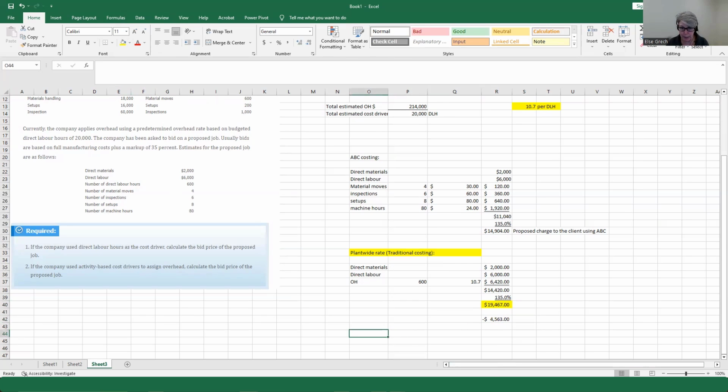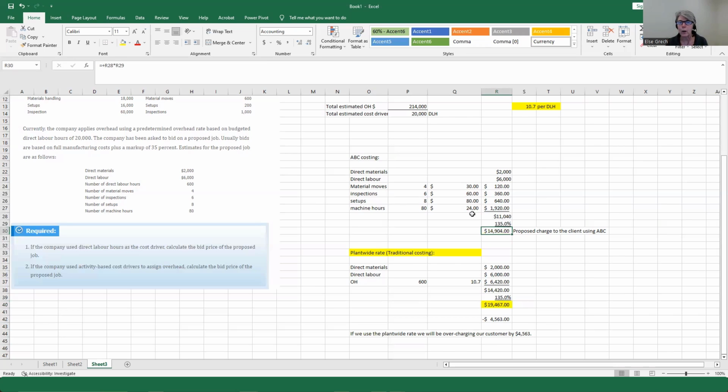So we can make a statement now. If we use the plant-wide rate, we will be overcharging our customer by $4,563. So what could potentially happen to the company? They're going to do a bid on the proposed job, and they're going to bid $19,467. Do you believe that they will win this contract? No, they won't. If they use the plant-wide rate, they will not win the contract, because they're going to charge their customer too much because they're using the wrong application rate.